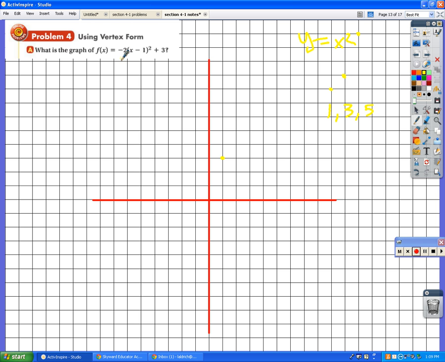Okay, this one has a negative 2 in front. So it's going to be going down, because it basically takes all these numbers and multiplies them by negative 2. So instead of going up 1, 1 times negative 2 is negative 2, so I'm going to go down 2. And then from there, instead of going up 3, I'm going to go down 6, because negative 2 times 3 is negative 6. So I have to go down 1, 2, 3, 4, 5, 6. And then the next one, if I did it, would be down 10, but that's not going to fit on my graph, so I'm going to take those as being enough, okay?